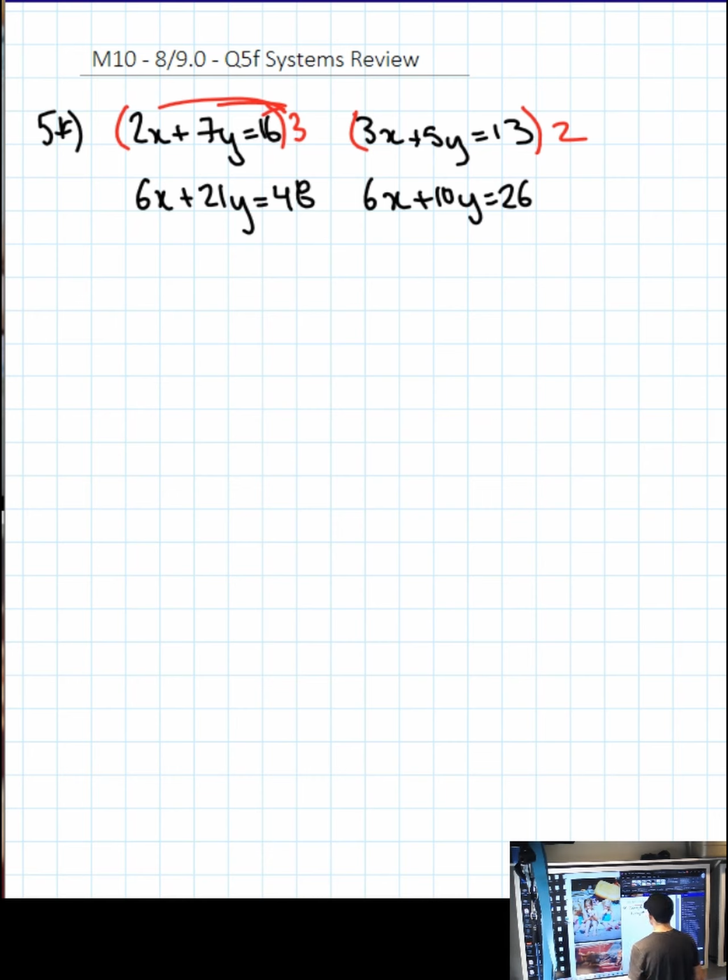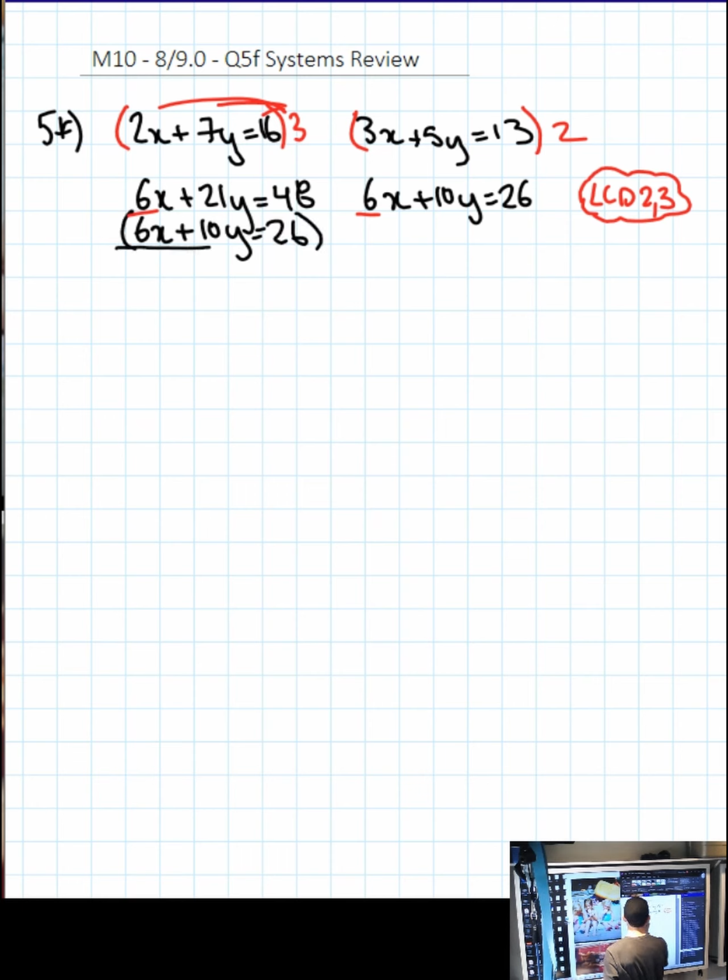So notice we multiplied both equations by the number that allows us to eliminate the variable. And that 6 was just the LCD between 2 and 3. So that's why we multiplied the equation on the left by 3 and the equation on the right by 2. So now we can take one of the equations and put it below the other equation. We can put brackets around the equation and an underline and subtract the equations from each other.